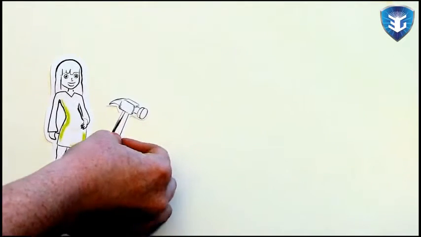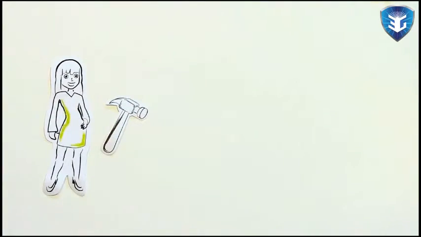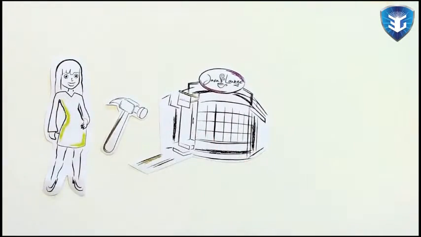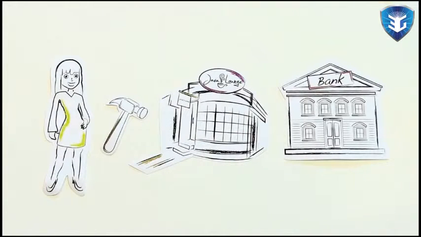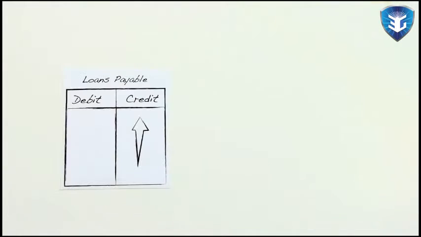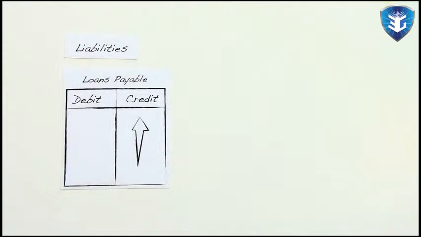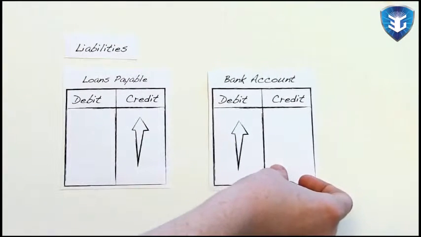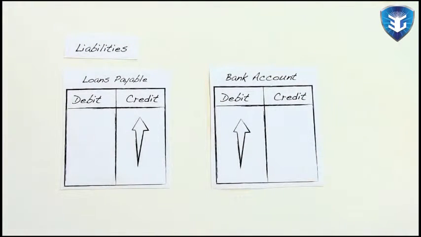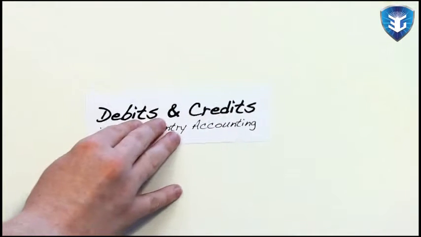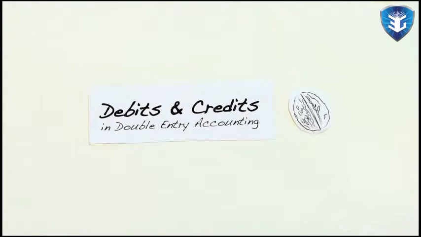Let's look back to one of the examples. When Jill decided to do renovations to the cafe, she needed a bank loan to cover the costs. This transaction was recorded in a liability account called loans payable. Since this account is a liability, it will increase with a credit. The bank account will increase with a debit, since it is an asset, to show the money from the loan going into the bank account. That's debits and credits and double entry accounting in a nutshell.